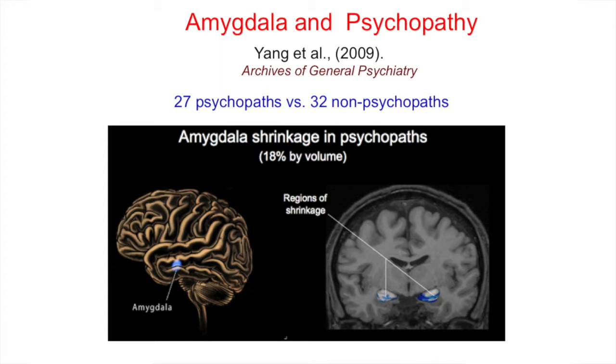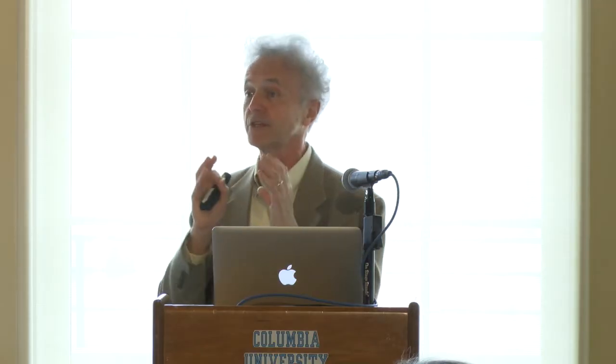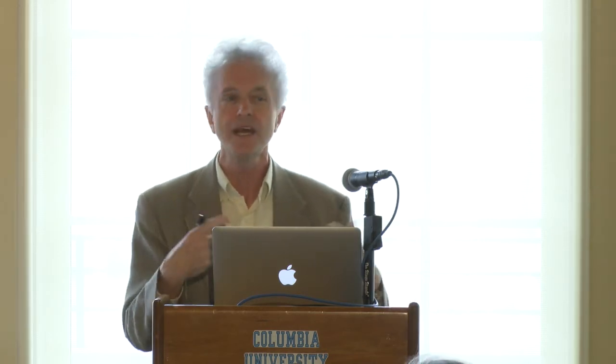Let's just turn to the amygdala. It's the emotion region of the brain. In this study, Yaling Yang documented that psychopaths compared to non-psychopaths have an 18% volume reduction in the size, the physical size of the amygdala. Again, the amygdala is, crudely speaking, the emotion region of the brain. So yes, if psychopaths have an emotional impairment, what's causing it? Maybe that part of the brain that gives rise to normal feelings and emotions.